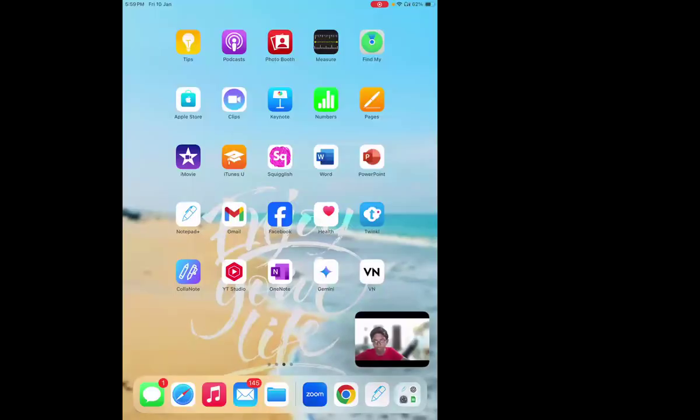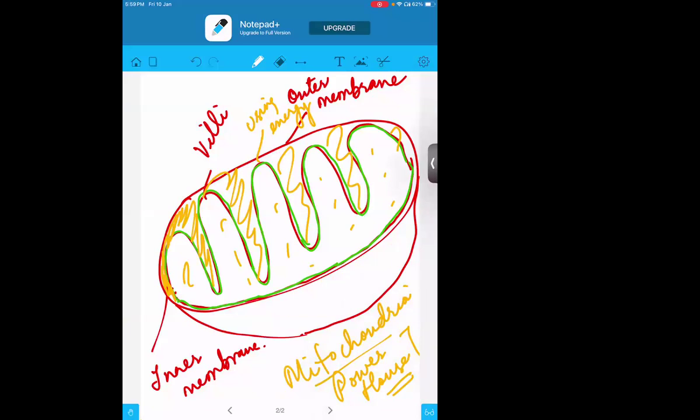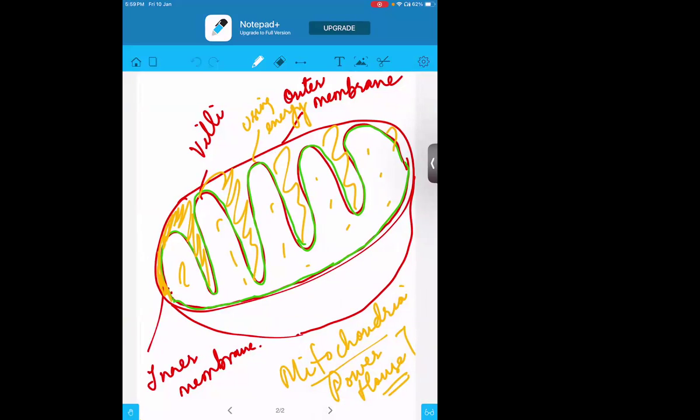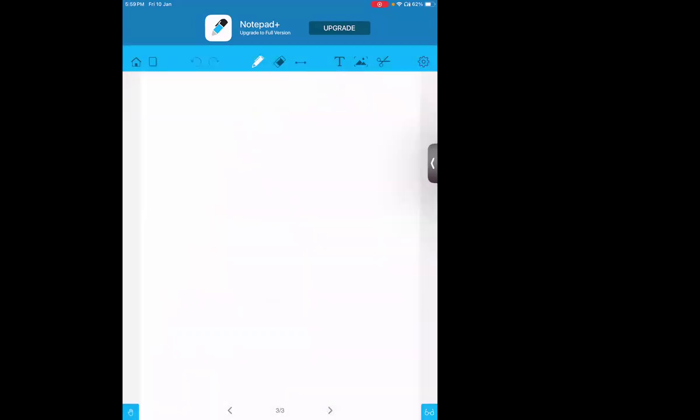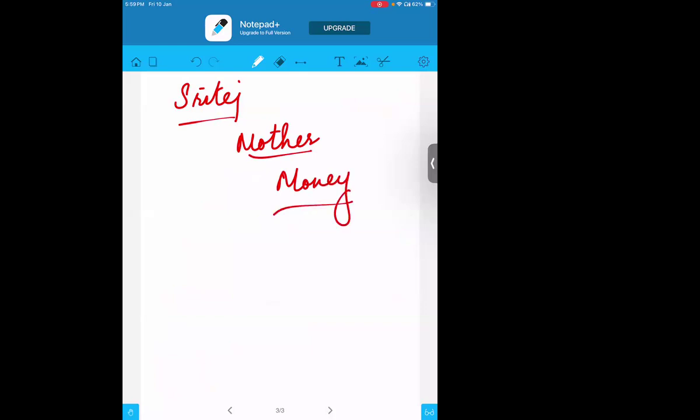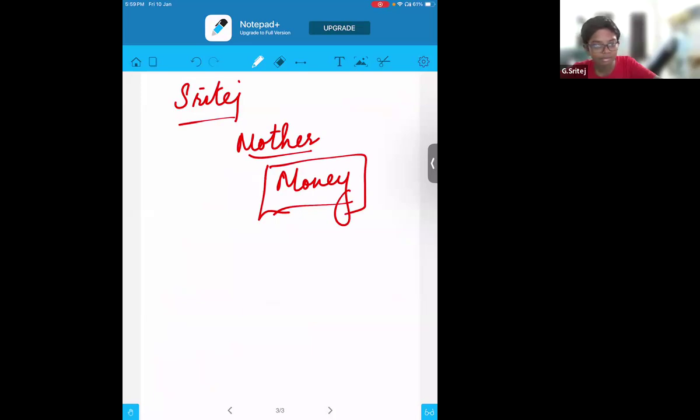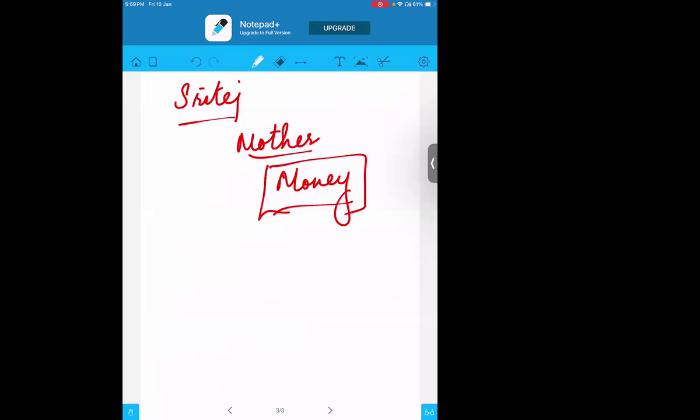Okay. Now the next one. So this is the mitochondria, and it is called the powerhouse of the cell. Now, suppose Shritesh is getting money from his mother. In which form are you getting the money from your mother? What is she giving you? Yes, Shritesh, in what form? Ma'am, in cash. In cash, right? Basically, we can say in the note form, or in the currency form.